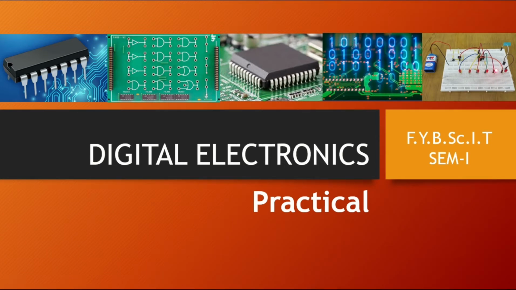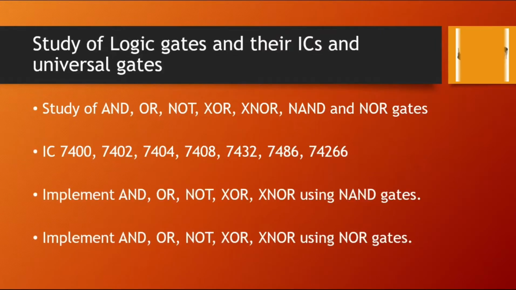So here we are going to discuss the basic logic gates and their ICs and how to interface these ICs. The first practical is about the study of logic gates and their ICs and the universal gate. The logic gates are AND, OR, NOT, as they are written here. Amongst these there are some basic gates and then there are some combinational gates. These are the IC numbers that are used for the AND gate, OR gate, etc. We are going to implement these gates on a breadboard in terms of circuit.